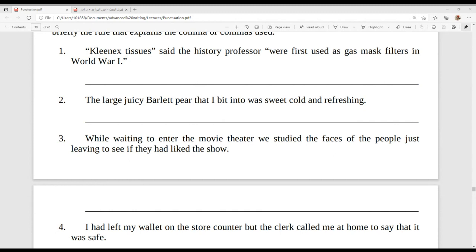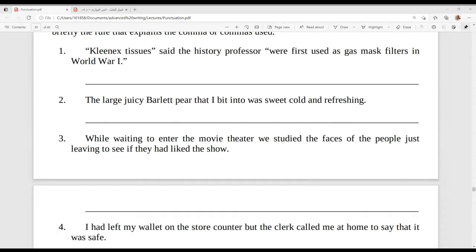The large juicy pear that I bit into was sweet, cold, and refreshing. That I bit, yeah. Sweet, comma, cold, and refreshing.